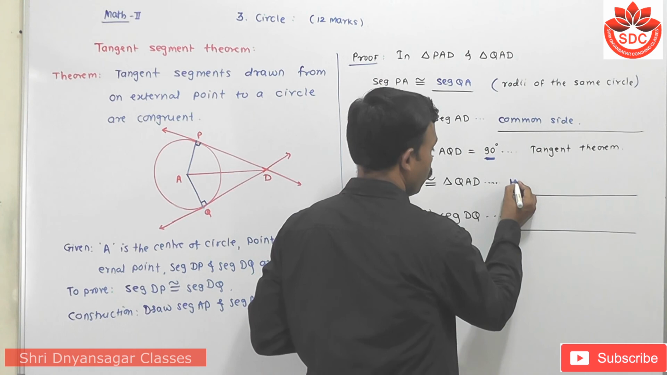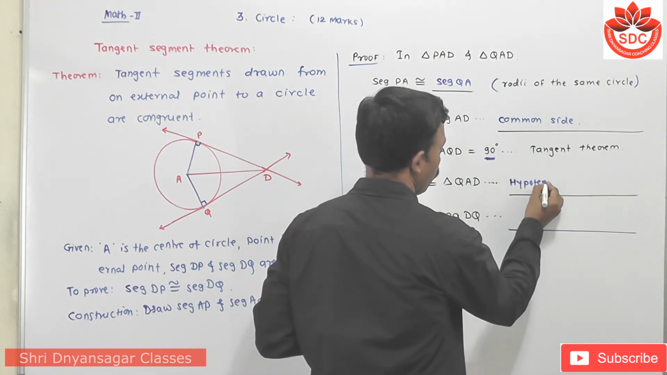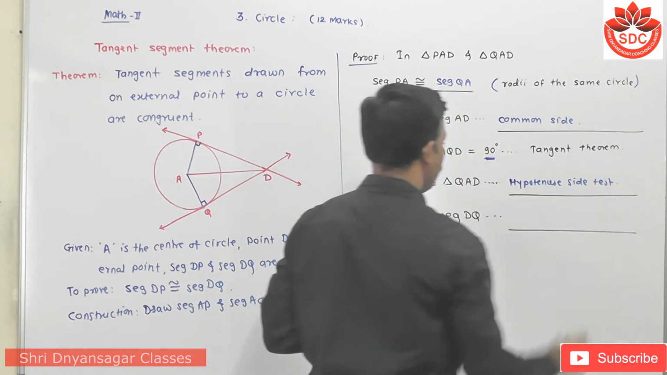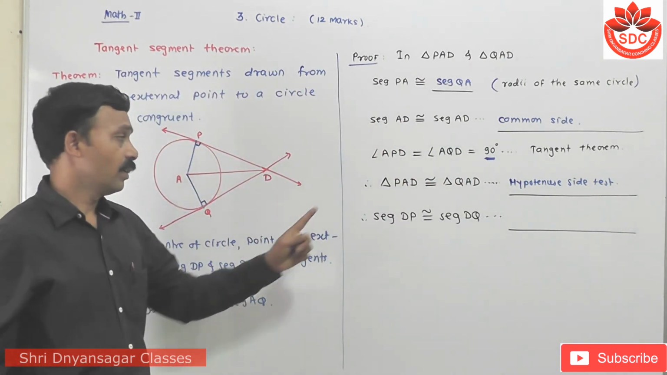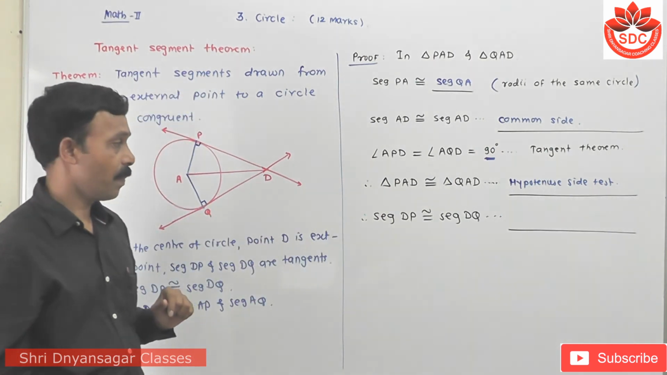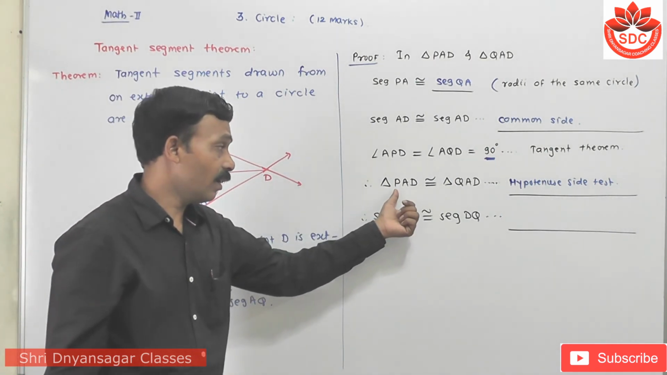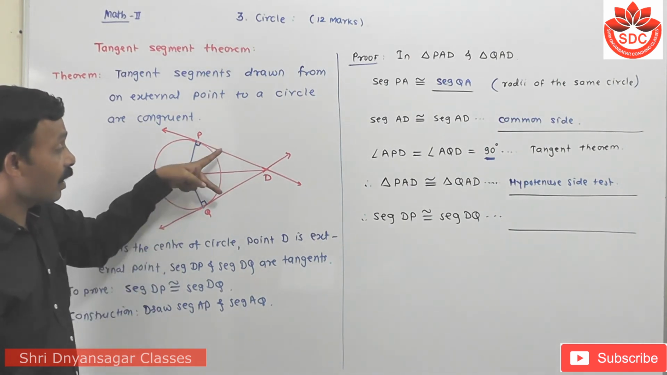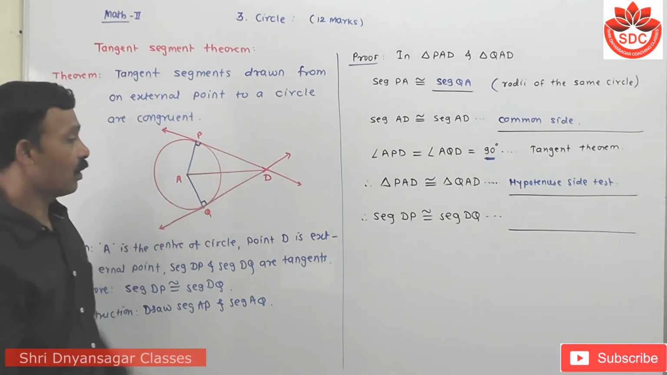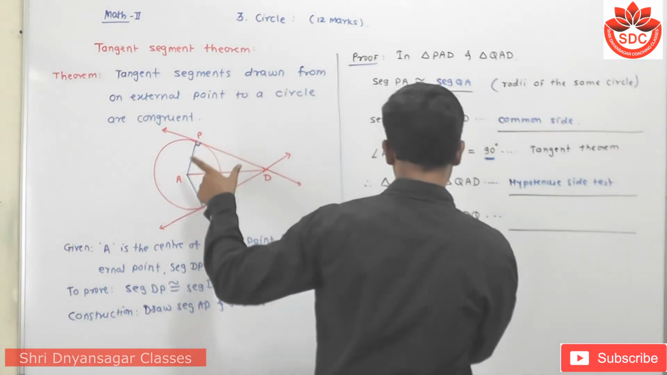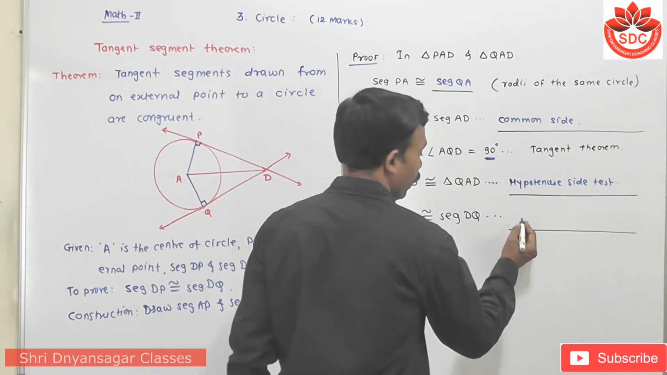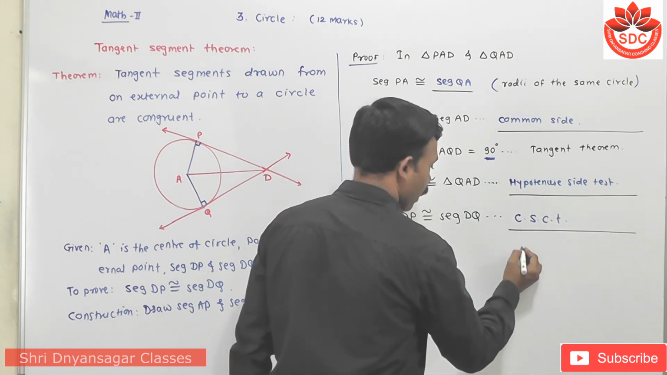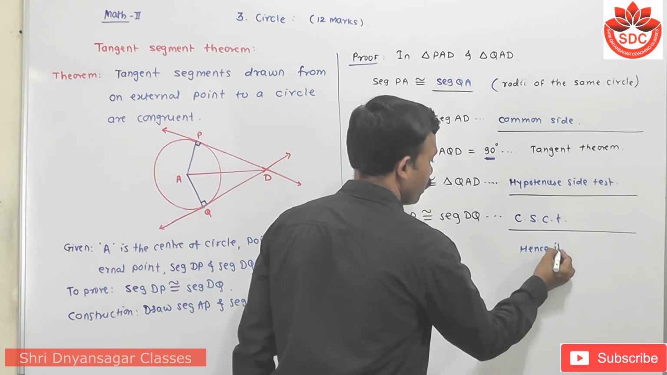Here we write: by using the hypotenuse side test or theorem, we can prove these two triangles are congruent. If triangle PAD and triangle QAD are congruent, then their corresponding sides are also congruent. So segment DP is congruent with segment DQ, by corresponding sides of congruent triangles, and hence it is true.